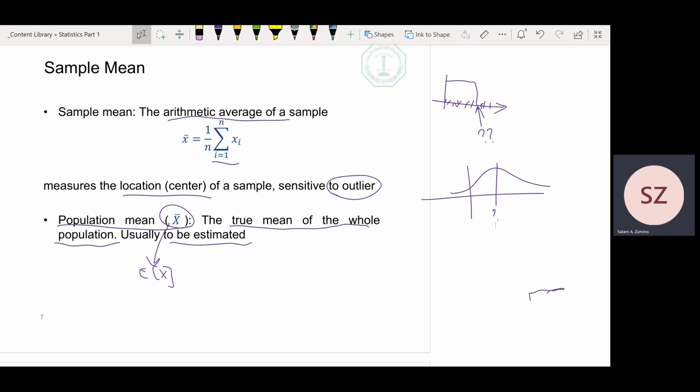Okay, so we need to distinguish. This slide is important: sample mean and population mean. What is the difference between them? This is the true average. This is the ultimate average of everybody, whereas this is only of that sample. If you take another sample, you will get a different one.